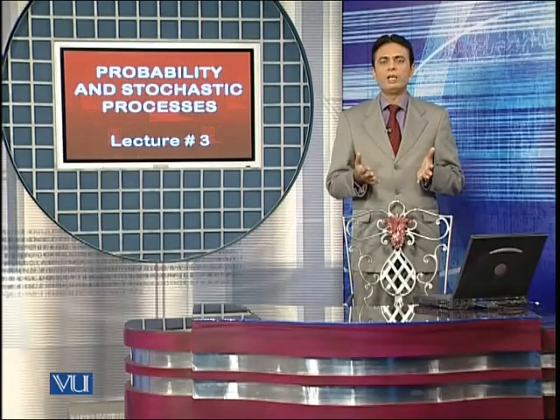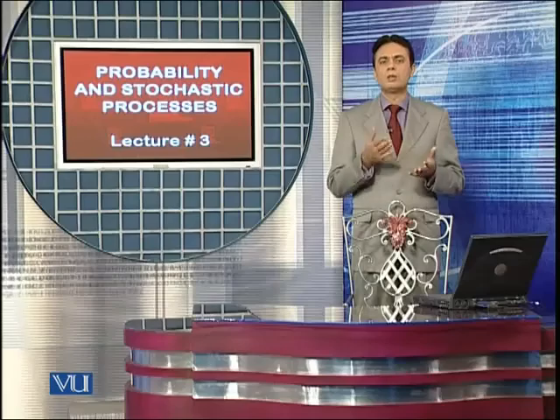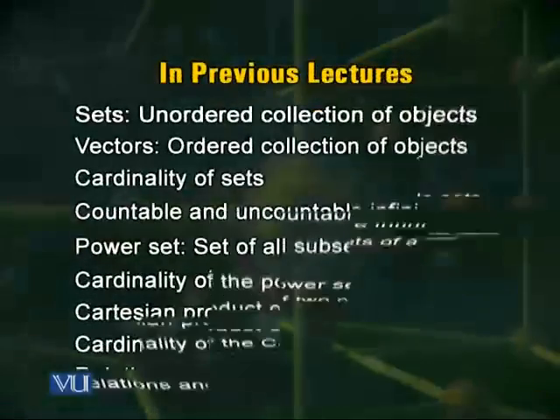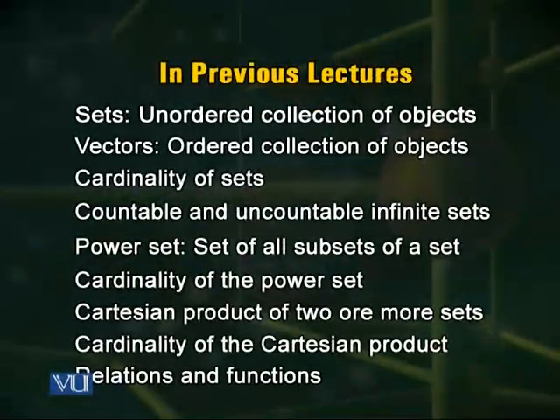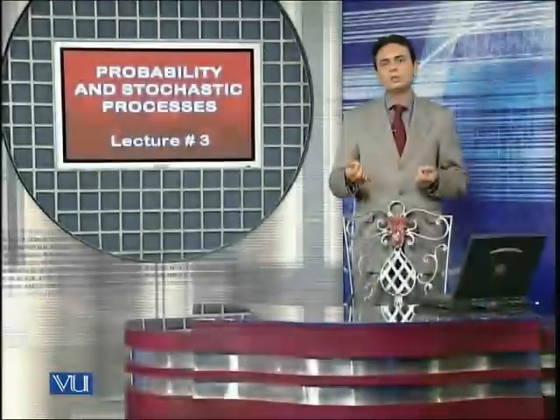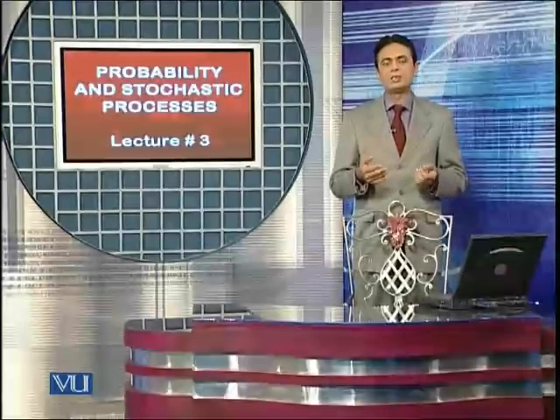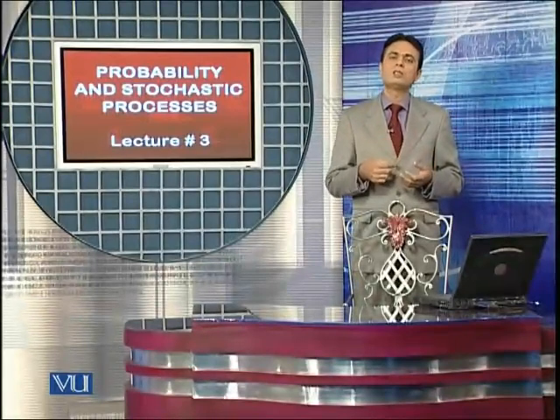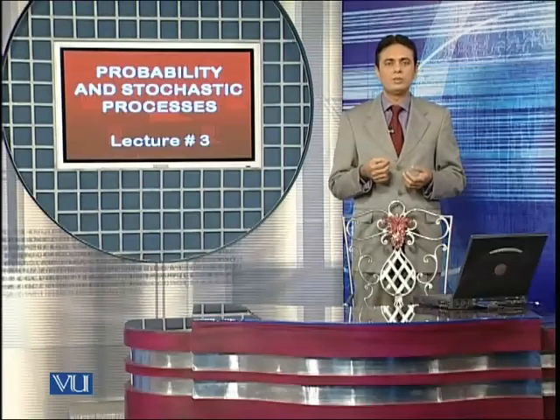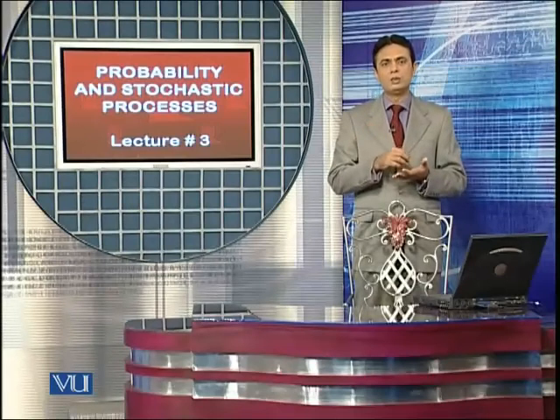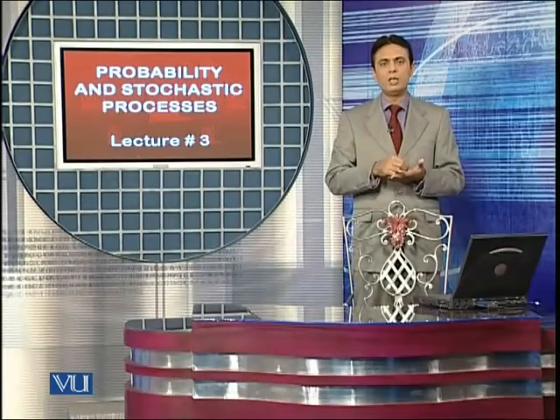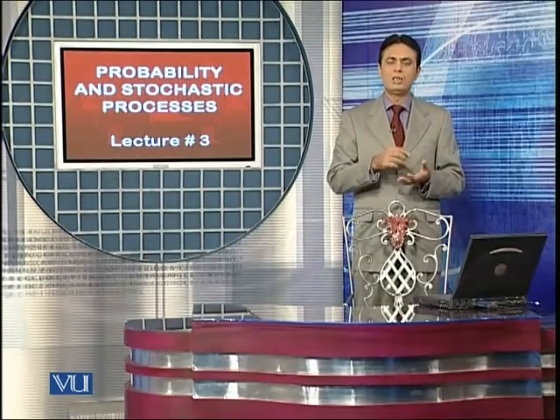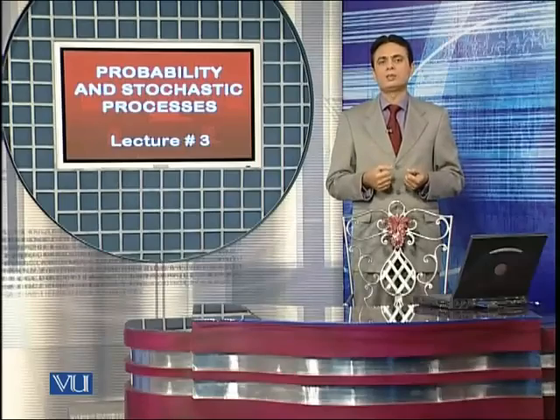So what we have now is basic information about sets, their cardinality, and the Cartesian products. And the last thing we discussed was relations and functions, which are subsets of the Cartesian product. In the Cartesian product, every possible pair is formed, and a relation is a subset of the Cartesian product, and a function is a still more restrictive subset of the Cartesian product, which maps each domain element to a range element, where the domain is a subset of the first set and the range is a subset of the second set.